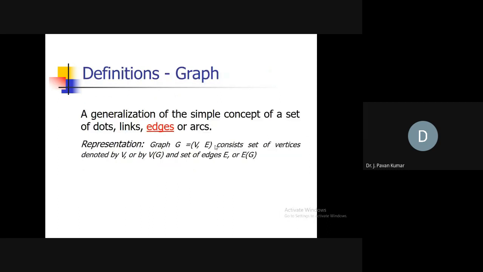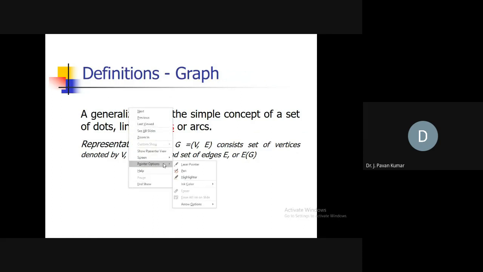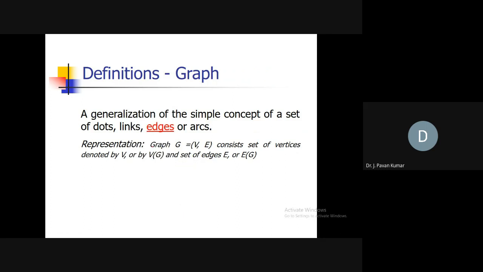Basically, what is meant by a graph? A graph consists of vertices and edges, right? Vertices and edges. We will represent vertices as dots and edges as arcs, like lines from one vertex to another vertex. Like this, we can have a graph.